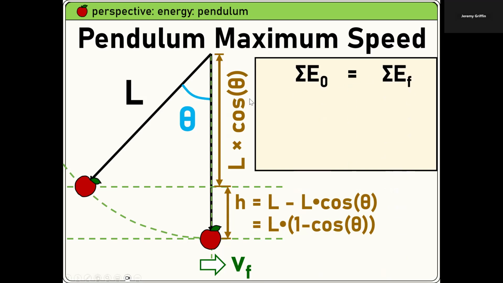Guys, could this be called the Bob Earth system? And that could be a closed system. Right, so we have a nice closed system. What type of energy at the very top? MGH. And then at the bottom, all 1/2 mv squared. Right.